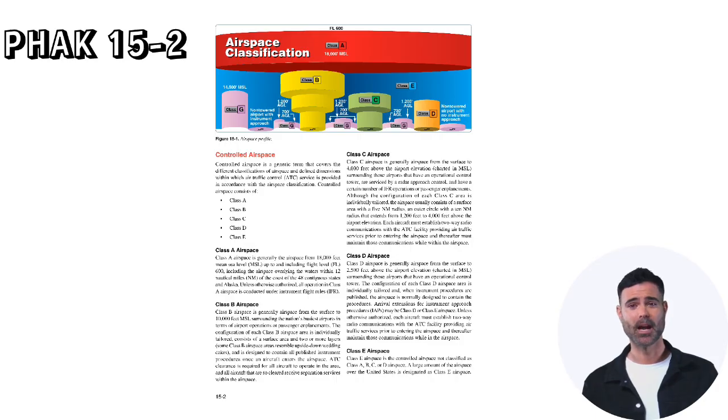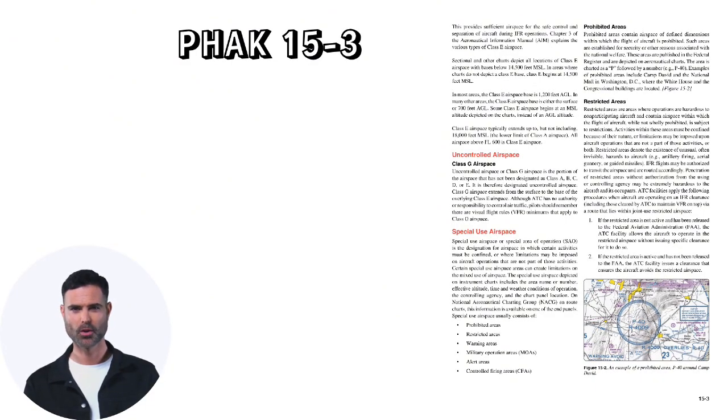Class E airspace. Class E airspace is the controlled airspace not classified as Class A, B, C, or D airspace. A large amount of the airspace over the United States is designated as Class E airspace. This provides sufficient airspace for the safe control and separation of aircraft during IFR operations. Chapter 3 of the Aeronautical Information Manual (AIM) explains the various types of Class E airspace. Sectional and other charts depict all locations of Class E airspace with bases below 14,500 feet MSL. In areas where charts do not depict a Class E base, Class E begins at 14,500 feet MSL.